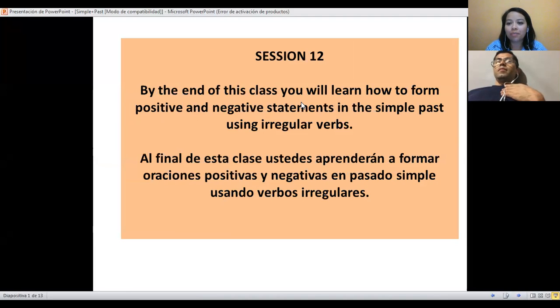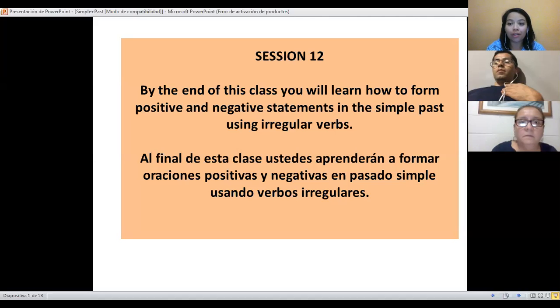Okay, so this is pretty much what we will be doing today. That is session number 12. By the end of the class, you will learn how to form positive and negative statements in the simple past using irregular verbs. Yesterday fue como la introducción. We checked in general simple past tense, how to make positive, how to make negative. Today we will check the difference between regular and irregular verbs. It is really easy. We will have just to memorize them, right?